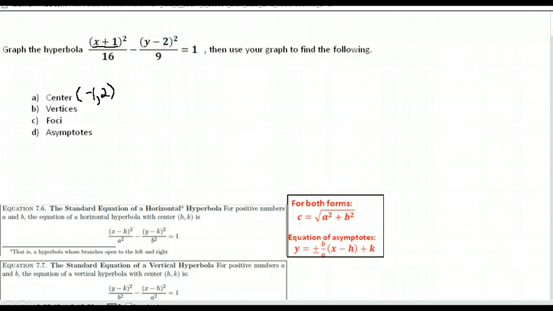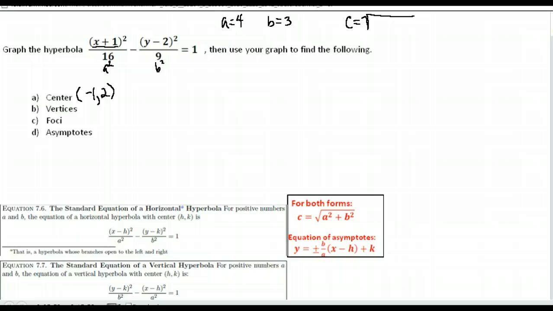We want to know a and b. A squared is underneath the x value, so my a squared is 16, and my b squared is 9. So a would be the square root of 16, which is 4. B would be the square root of 9, which is 3.